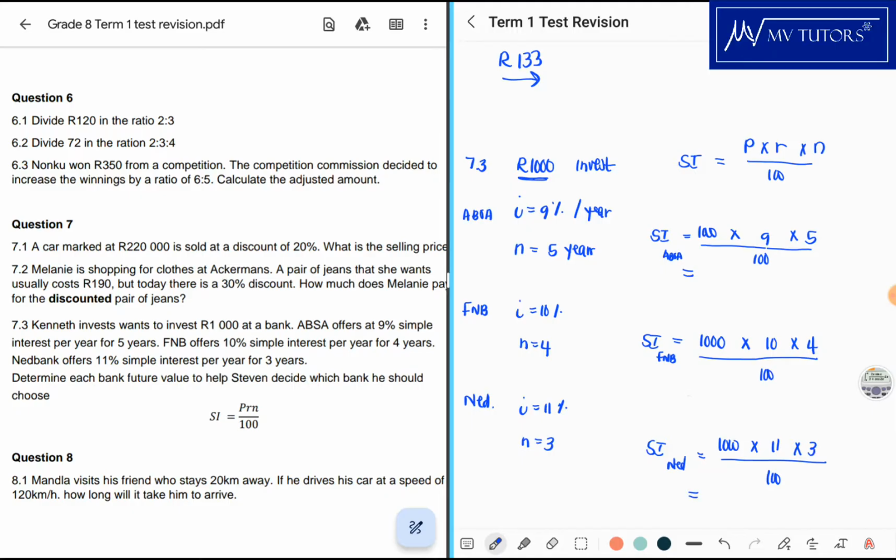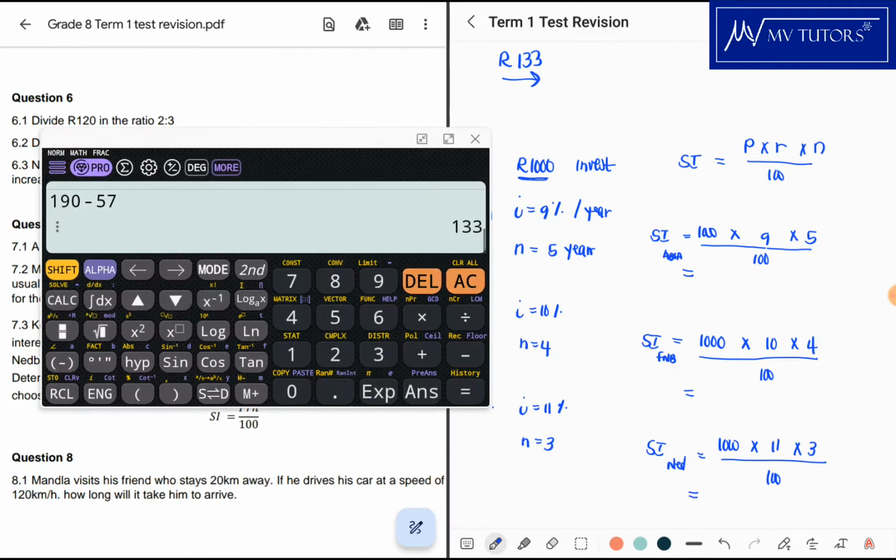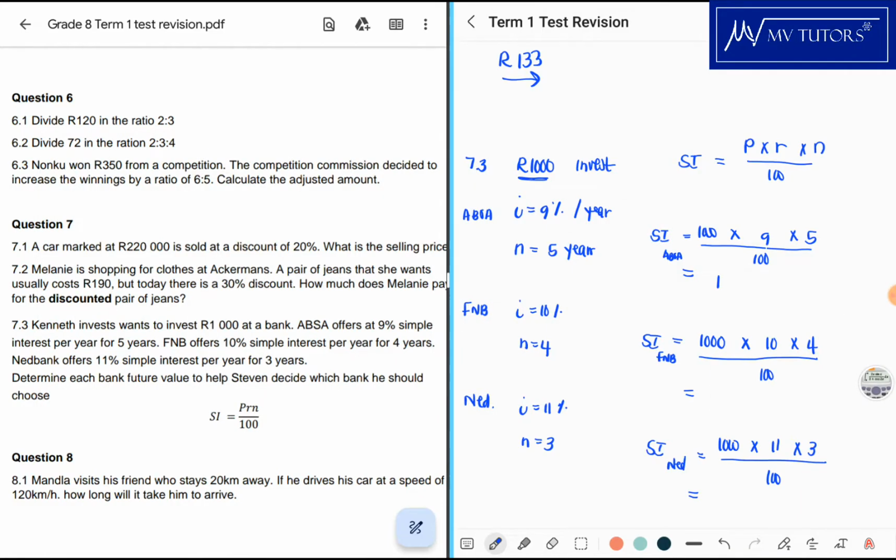So what would the final amount be? Let's first start with ABSA. So we have 1,000 multiplied by 9 multiplied by 5 divided by 100, and that is 400. No, something is not right here. Okay, so that is the interest that they're going to make.